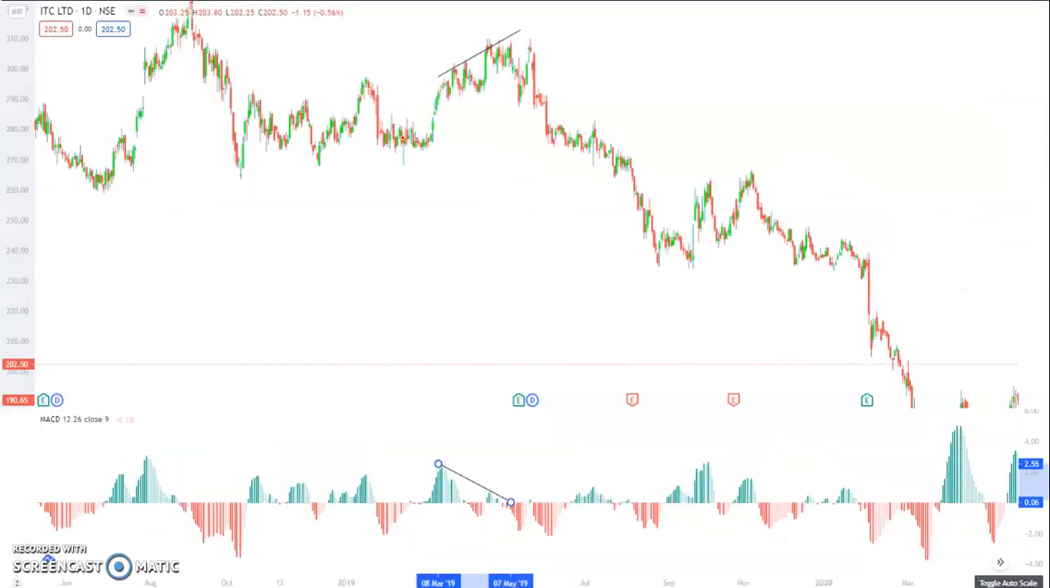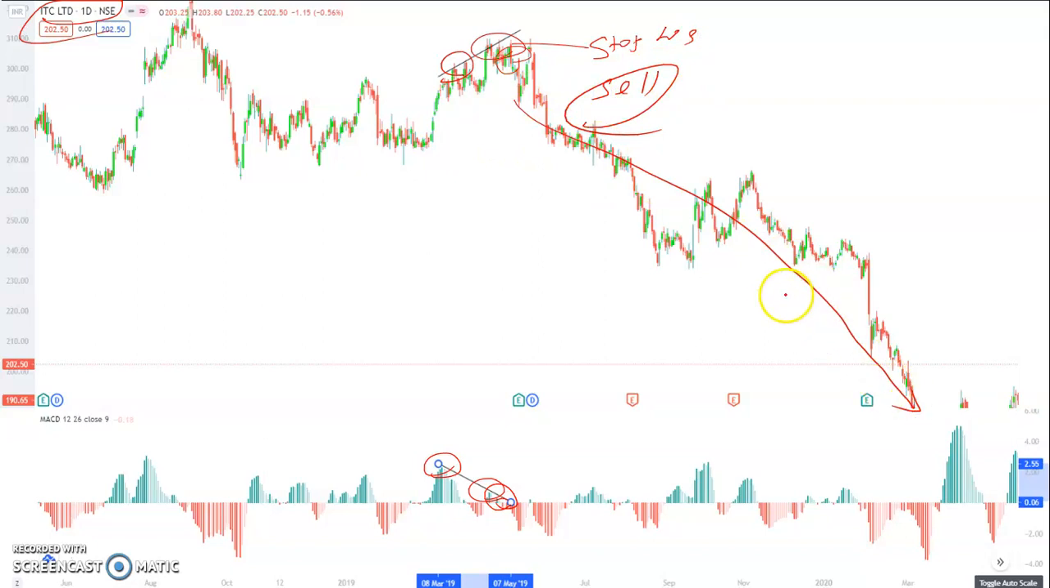There's one more, which is a favorite one, ITC. So we see the higher high in the price chart, and then we see the lower high in the MACD chart. We take a sell position when you find the red color, and the entry candle's high is the stop loss. We take a sell position and then see the movement of the stock. It corrected more than 50%.